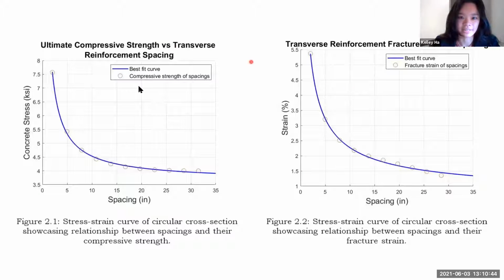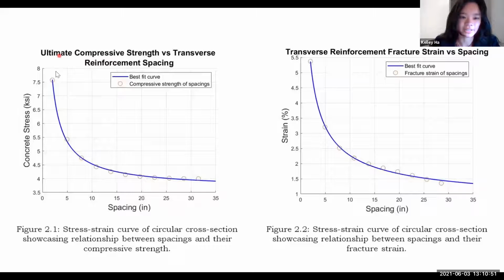And so at the two notable features that I pointed out earlier, I can show the behavior between the compressive strength and the transverse reinforcement spacing, and also the transverse reinforcement fracture strain and spacing. And so as you see, as the spacing increases, the compressive strength exponentially decreases. And similar for the fracture strain, it exponentially decreases as the spacing increases.